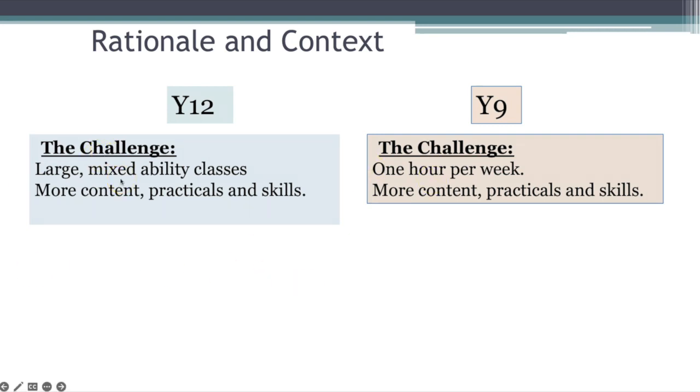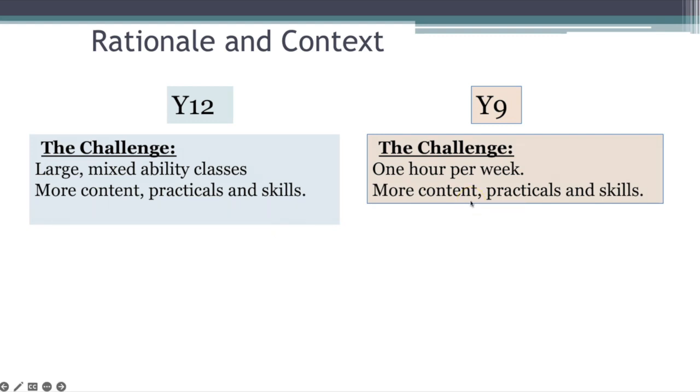So the challenges that I had in year 12 was I had large classes, they were mixed ability, and I felt that I was spending way too much time just talking at them about the content rather than focusing on practicals and also skills that are essential for the A-level. Because almost 50% of the A-level paper is application skills.